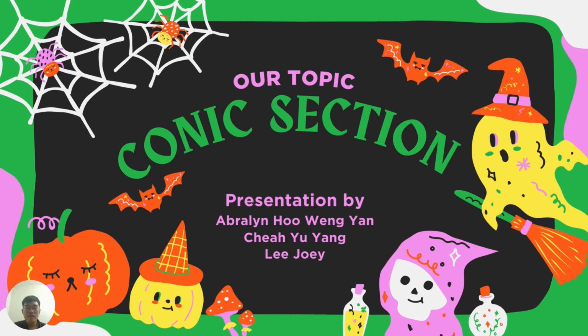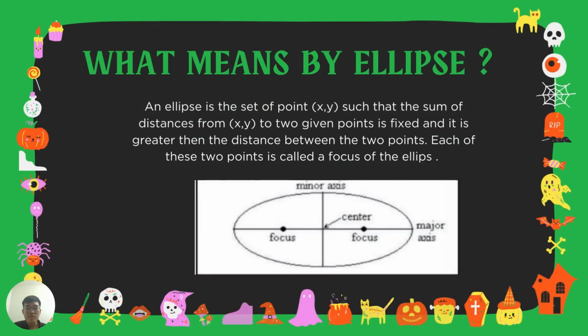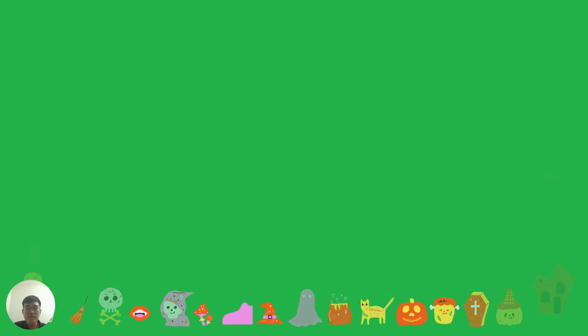Here is Chayu Yang. I will talk about the conic section ellipse. As you can see, we can obtain the ellipse from the cutting of sections. But what is an ellipse? An ellipse is a set of points (x, y) such that the sum of the distances from (x, y) to two given points is fixed and is greater than the distance between the 2 points. Each of these 2 points is called a focus of the ellipse.